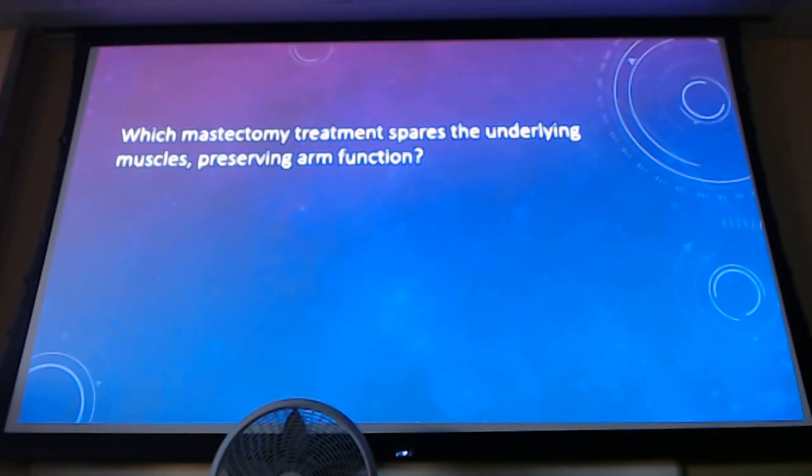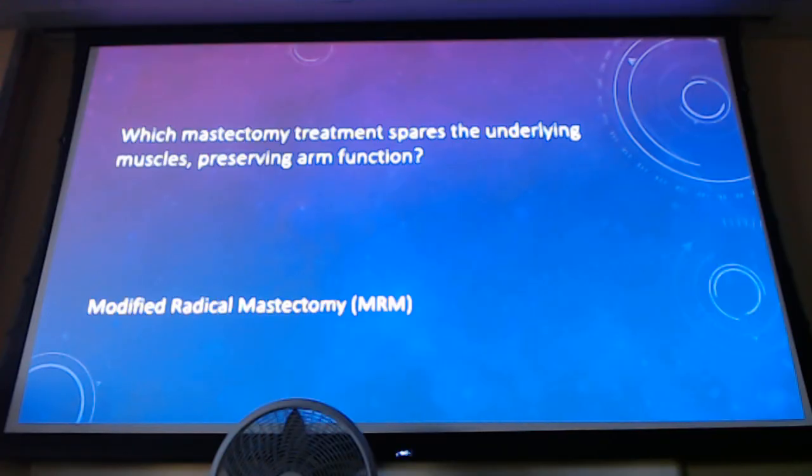All right, which mastectomy treatment spares the underlying muscle and preserves arm function? What do you think? What are our two mastectomy strategies? Modified radical or what? Radical. So which one spares the underlying muscles? Modified. Good. Modified radical mastectomy. Okay? We try to keep that muscle.